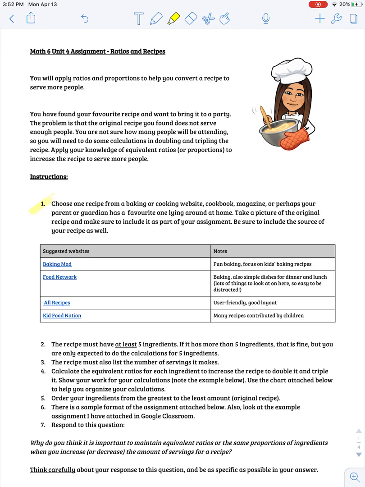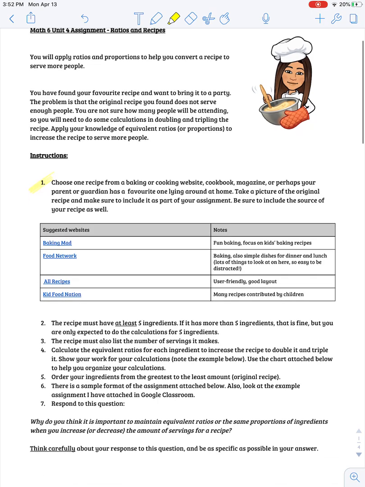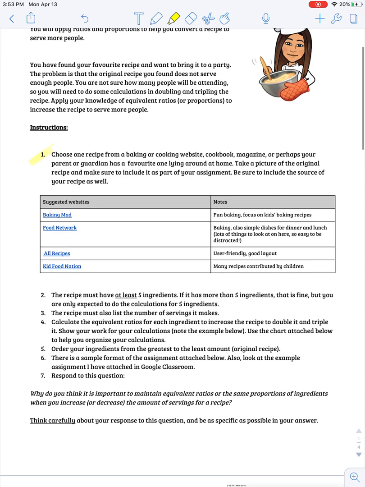If you have to do it in multiple screenshots, that's fine. Be sure to include the source of your recipe as well. So if it's a website, the name of the website. If it's a cookbook, the name of the cookbook and author. If it's a magazine, the name of the magazine. Or if it's something that you have at home, just indicate it's a home recipe.